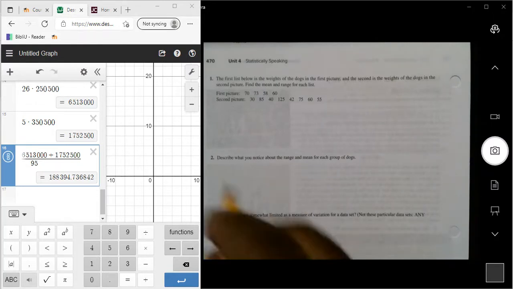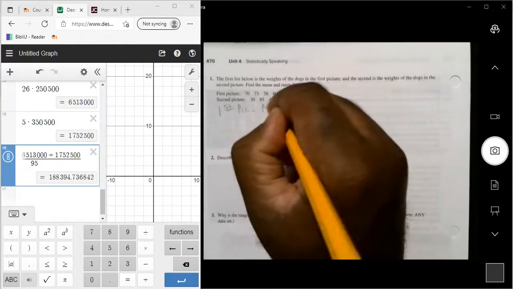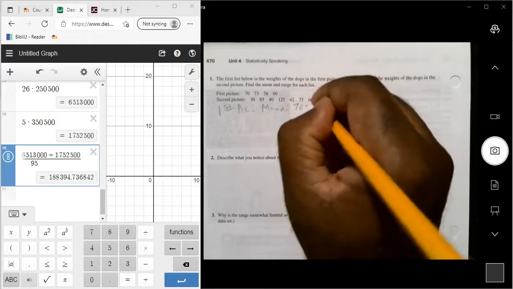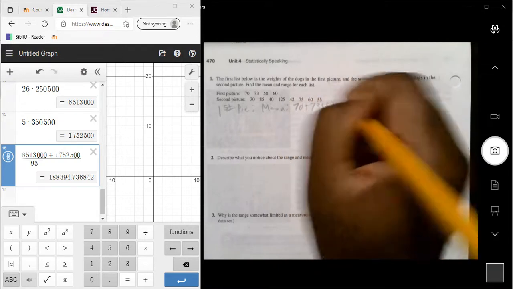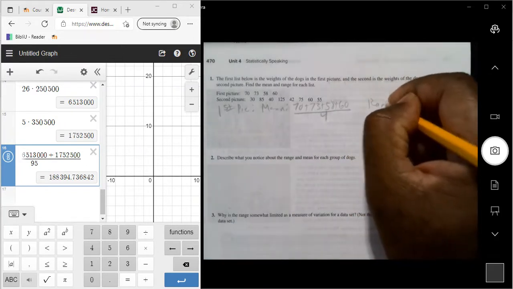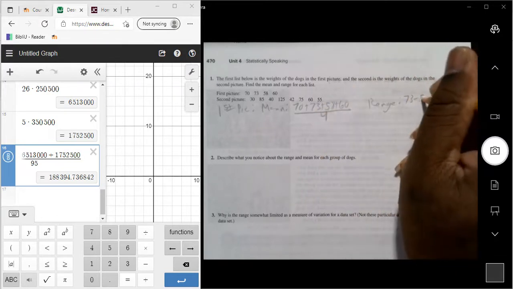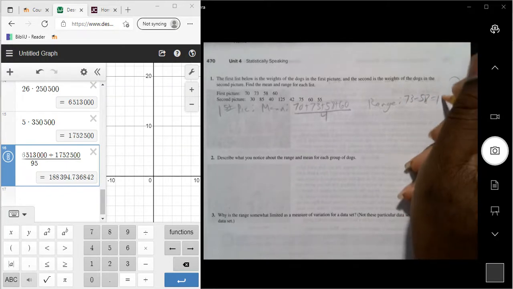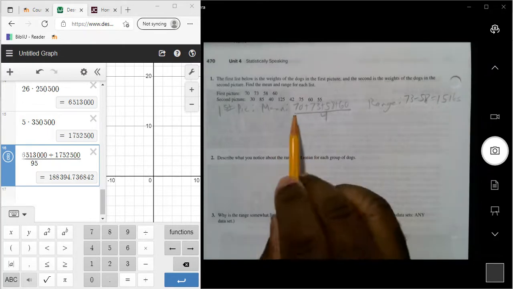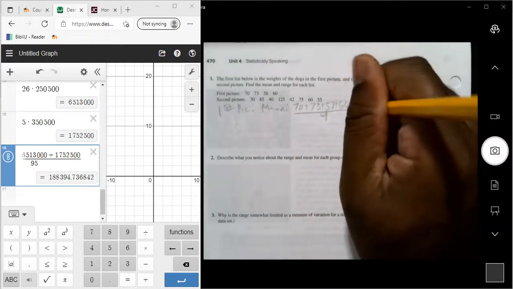We'll go with the first picture first. So the mean, we will have 70 plus 73 plus 58 plus 60 all over 4. And then the range will be the largest value, which would be 73, minus the smallest value, which is 58. So that would give us 15. So the range is 15 pounds. And then the mean, when you add all of this and divide it by 4, it'll be 65.3.